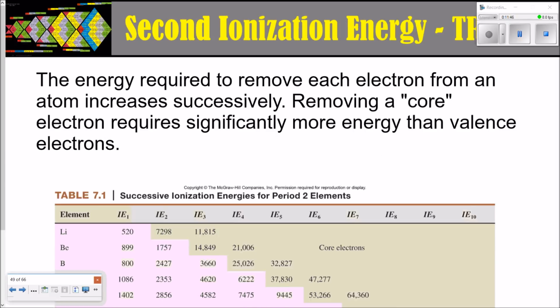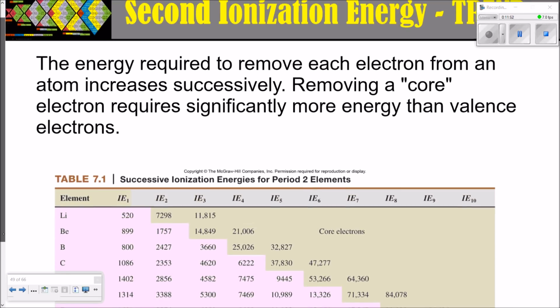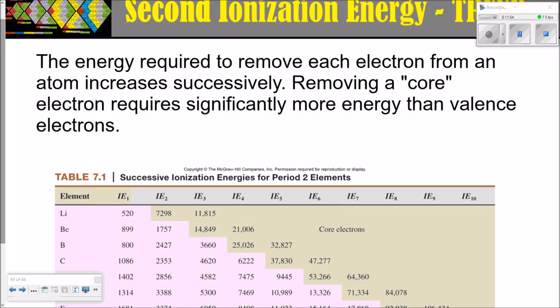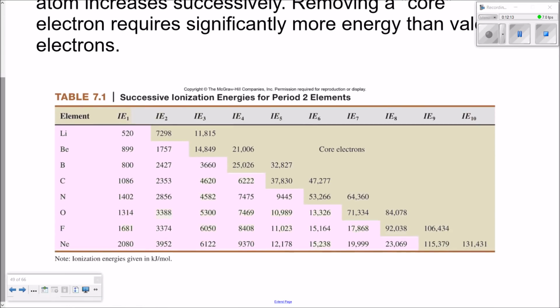Okay, so now we're going to talk about what's called second ionization energy. If first ionization energy is the energy required to remove that first electron, second ionization energy is the energy required to remove the next electron, and that would go on in successive order. So you could remove each electron from an atom. Remember, removing a core electron is going to require significantly more energy than removing a valence electron. So we're mainly talking about valence electrons here.